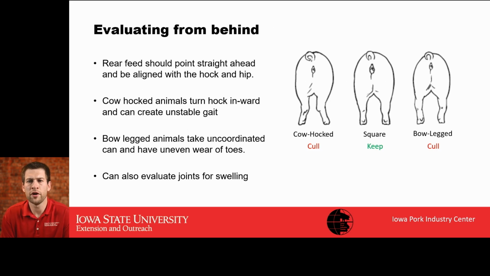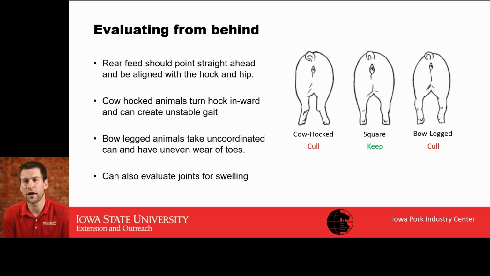So then we move in and we evaluate these gilts from behind. It's going to be very similar to what we just described from the front skeleton, where we want those rear feet to point straight ahead and then be aligned with the hip and the hock being directly below them. So making sure those feet and everything stays aligned with the rest of the skeleton. A cow-hocked animal will be one that turns their hocks inward and can create an unstable gait. So obviously if one's maybe close and narrow at their hock from behind, they typically will shuffle a little bit and maybe even pull their leg up underneath them just to be able to take an adequate step. Oftentimes you may see an animal like this that may be sickle-hocked.